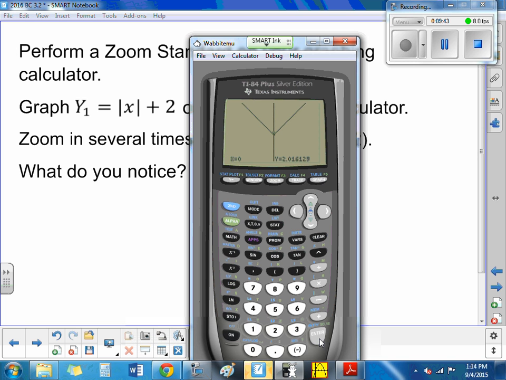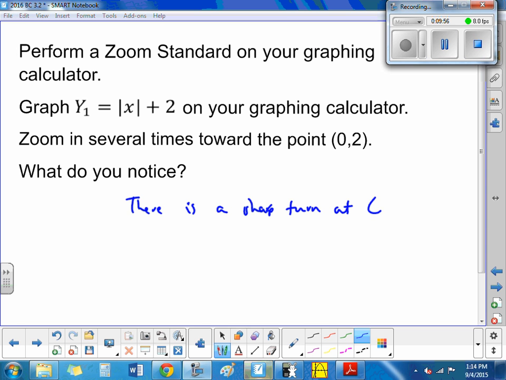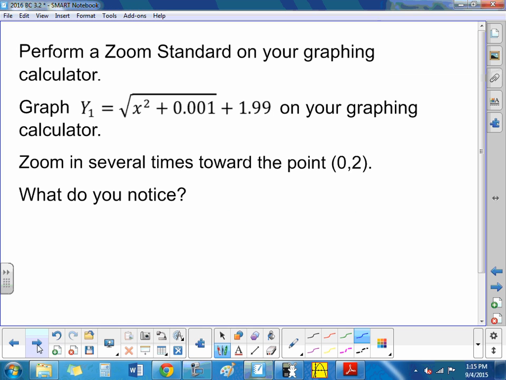Okay, let's write down what we noticed. We're just going to write, there is a sharp turn at 0, 2. And it stays sharp, I guess you could say. As you zoom in, it just looks sharp. It's always sharp. Okay, let's go to the next page on this.